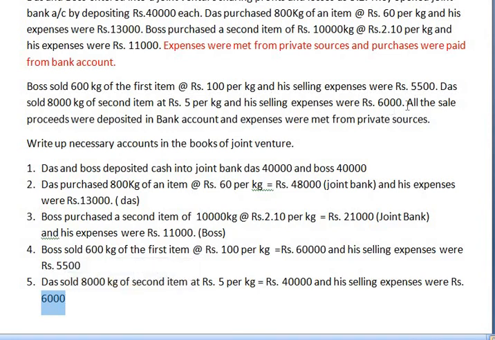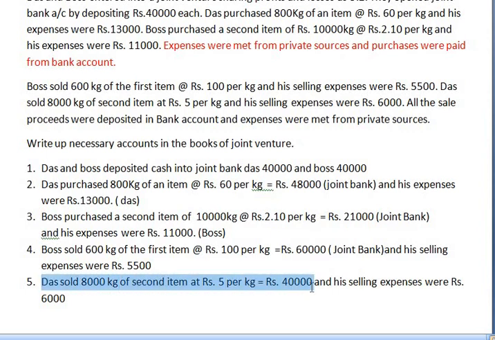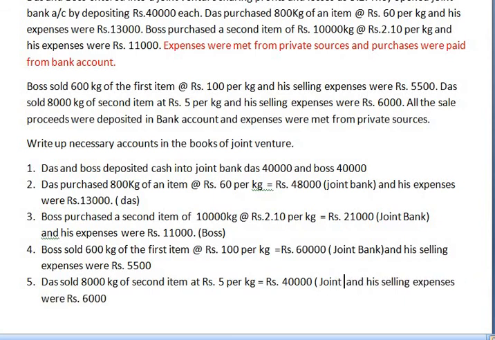Now the last line. All the sale proceeds were deposited into bank account, which means wherever we sell, where should the amount be deposited? Joint bank. So who receives the money from the sale? Joint bank. Here Boss sold rupees 60,000 worth of goods, and who receives it? Joint bank. So here also Das sold 40,000 worth of material. Who receives this sale amount? Joint bank.